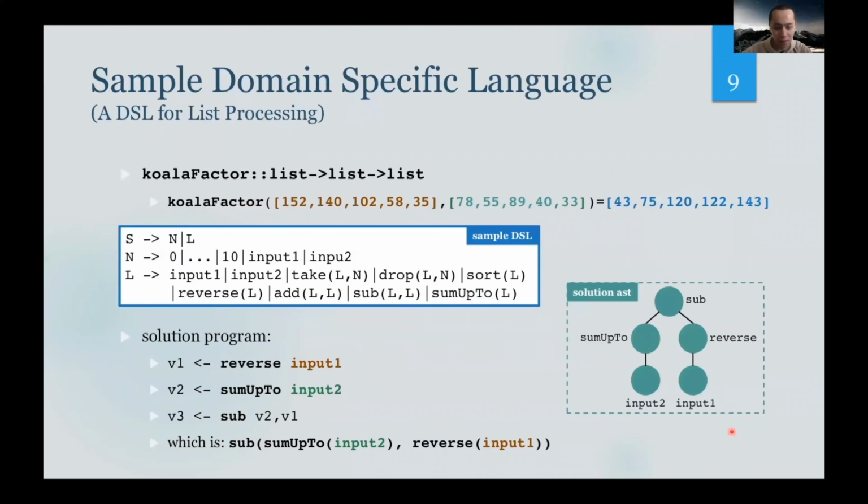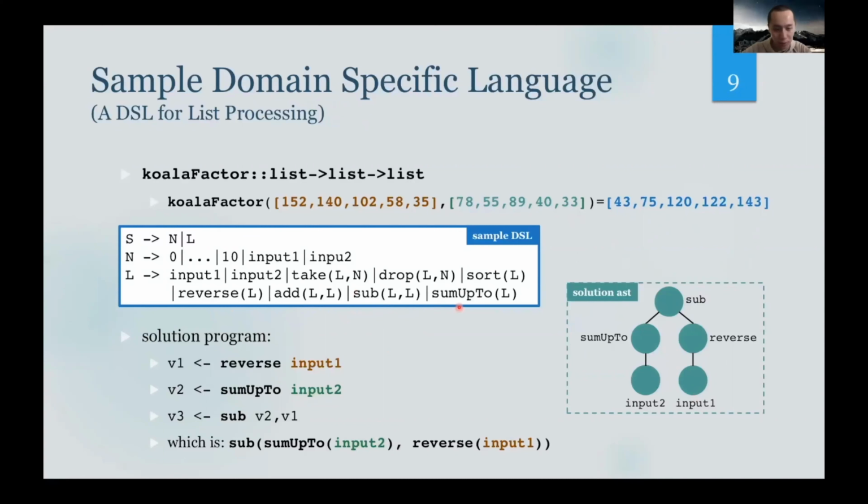Notice that this is a typical list processing problem. So here we provide a sample DSL for doing list processing. This DSL contains several commonly used list processing components. For example, take and drop will respectively take and drop the first n elements, which will result in a change of the size of the list. And sort and reverse will change the ordering of the elements in the list. Add and sub will modify the values of the list elements.